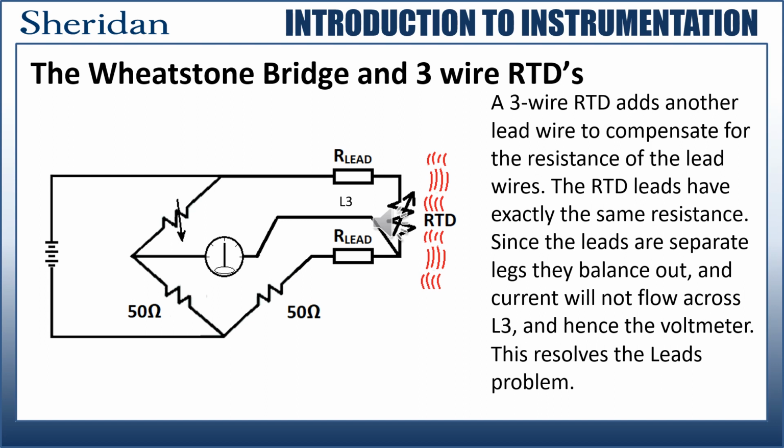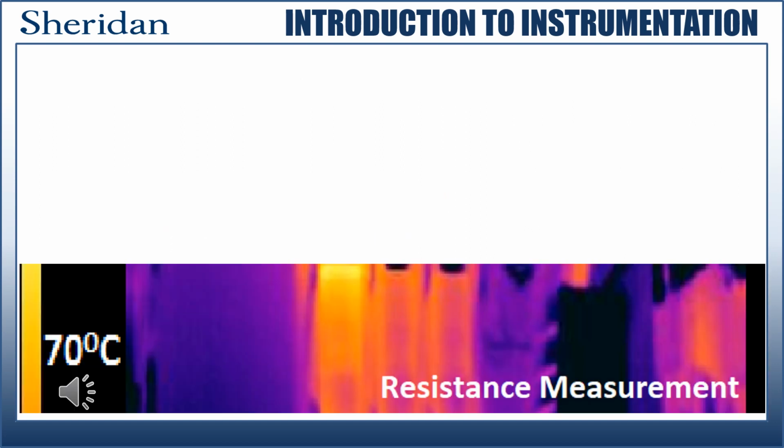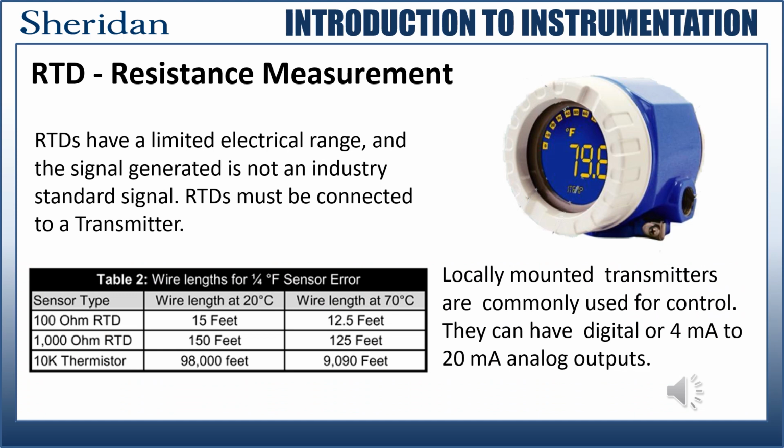By now you should have mastered the subtleties of the Wheatstone bridge. Let's move on and look at measuring the resistance to determine temperature. RTDs are accurate and reliable, but they are limited in electrical range or distance, and the signal they produce is not an industry standard. RTDs must be connected to a transmitter. Locally mounted transmitters are commonly used for control. They can have digital or analog 4 to 20 milliamp outputs. The transmitter used in your lab will operate on 0 to 5 volts.